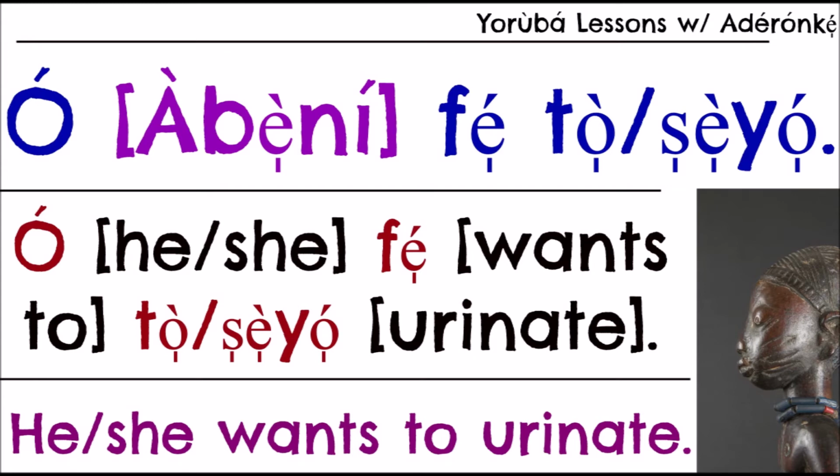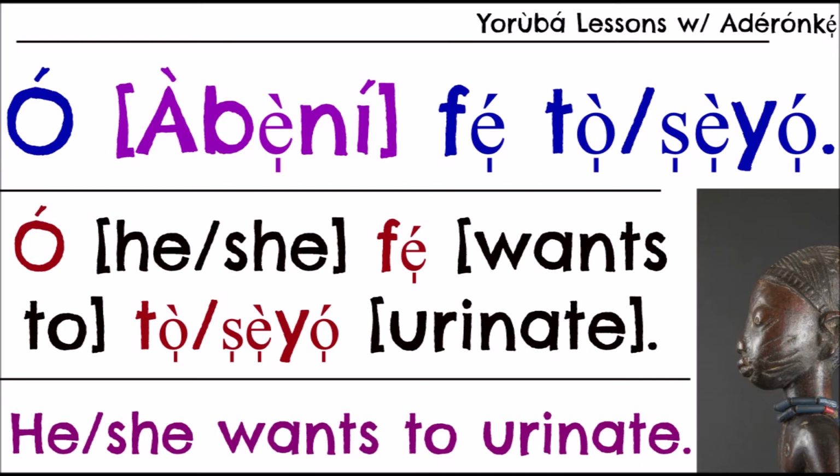Moving on. O feto, o fesheyo. O there would be he or she. Fe is want to or wants to, depending on whatever English rules apply. To or sheyo is urinate. So o feto, o fesheyo.